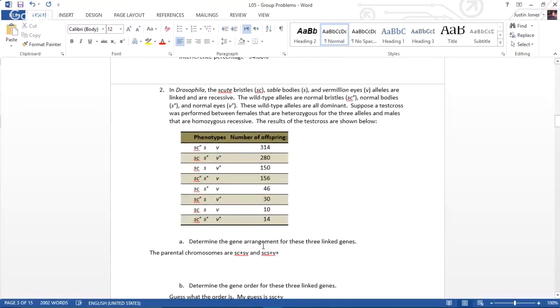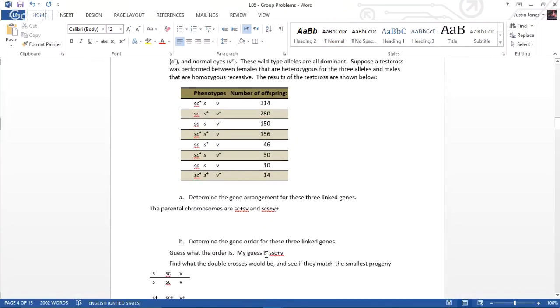This one's going to be very much the same thing. Another chart of all the different variations and all of the offspring we got from it. So first question, determine the gene arrangement for these 3 linked genes. So the parental chromosomes, which are going to be the 2 most popular ones, SC plus, S and V. So that's one of them, SC plus, SV. The other one is SC, S plus, V plus.